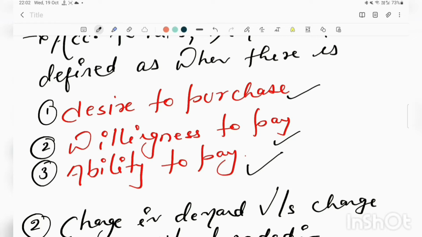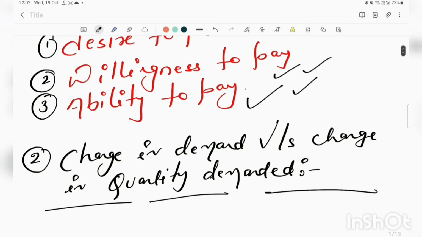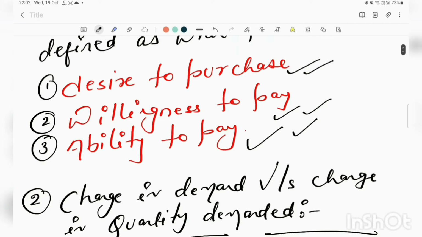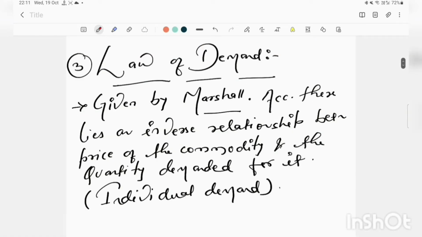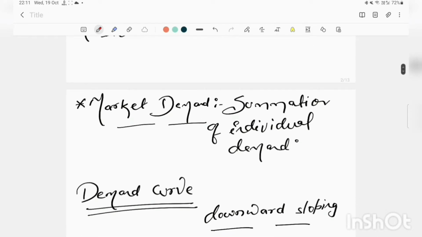In order for it to be considered as demand, it must fulfill all three basic criteria. I must have willingness to pay for it as well as ability to pay for it. In any case, when I am not fulfilling any of these criteria, it cannot be considered as demand. So next we will learn about the law of demand, which was given by Alfred Marshall, and according to him, there lies an inverse relationship between the price of the commodity and the quantity demanded for it, and it can also be said as individual demand. As far as market demand is concerned, it can be said as the summation of individual demand. And we will learn more about it in our later discussion.